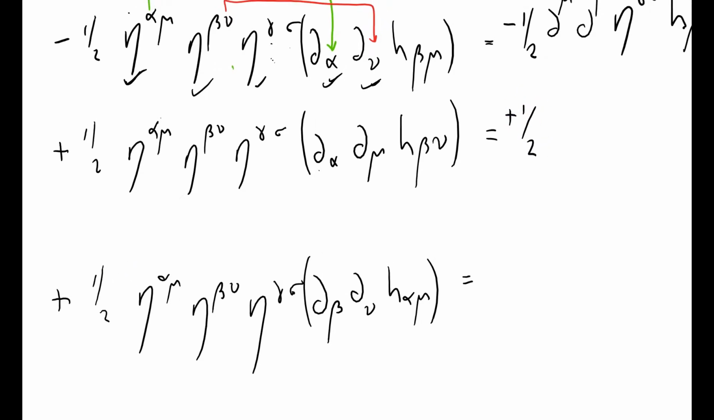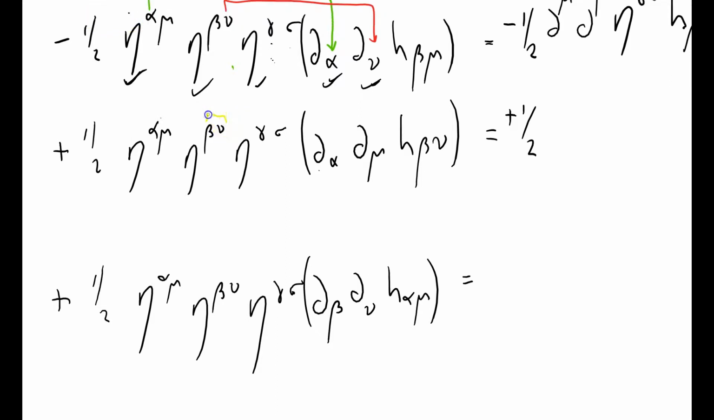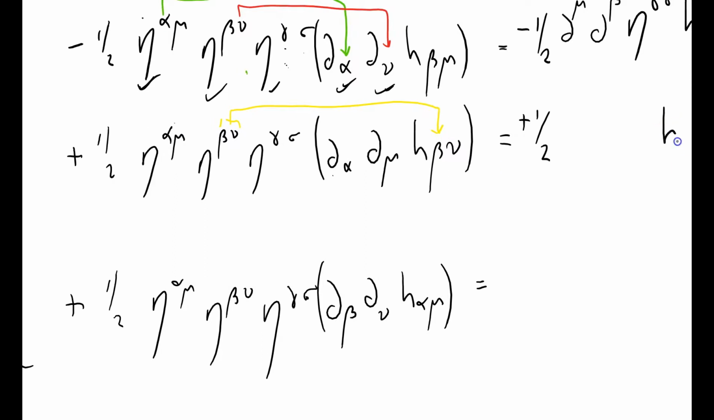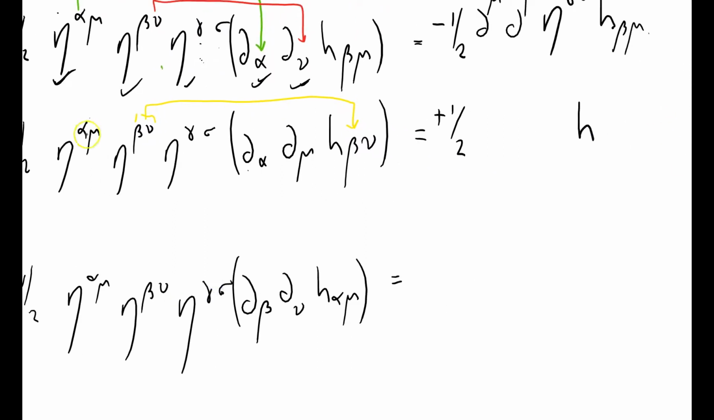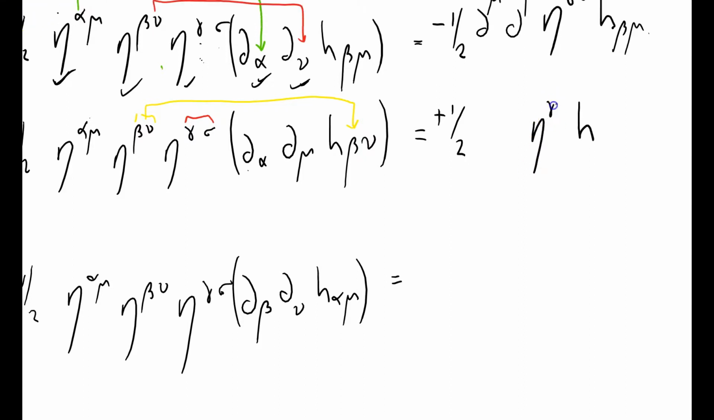What have I got here? I've got beta and nu. I'm going to use some snazzy colours here. Let's try yellow. Beta and nu are the same here and here. So these two terms come together to form the trace of h, which I'll write on the right hand side. h. Gamma and sigma are free as always, so those appear on the right hand side as gamma and sigma.